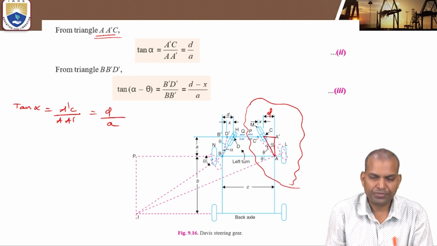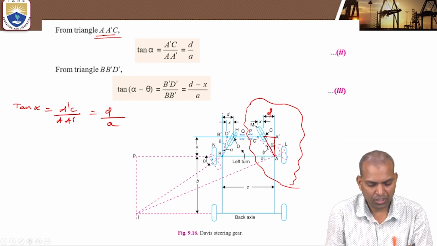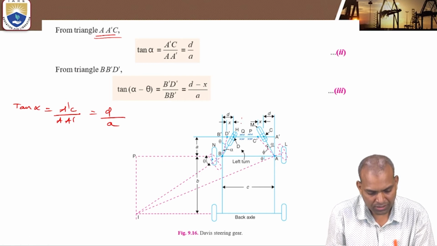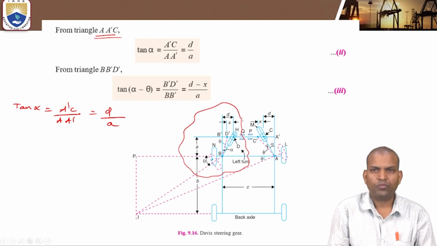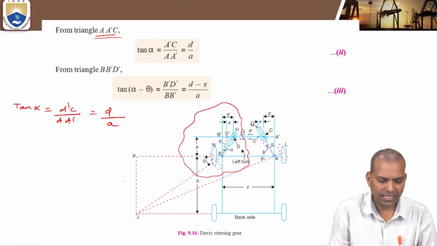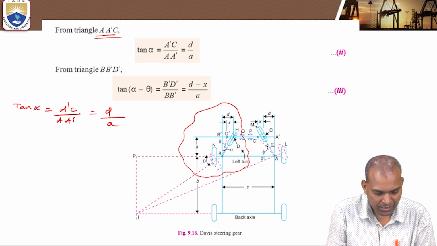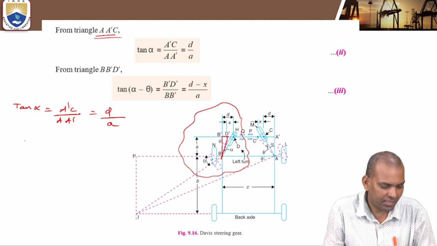Now coming to the left side portion. Now we have to focus on the left side portion. This is the portion we'll consider. Now by considering that portion again, what are the angles here? Tan alpha minus theta. This is the total tan alpha minus theta. This is the triangle. What is tan alpha minus theta?